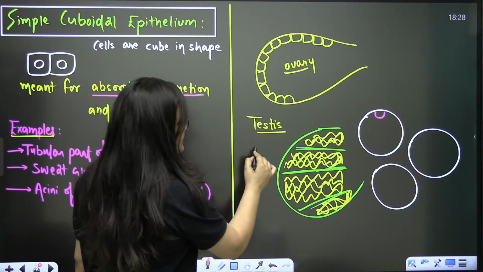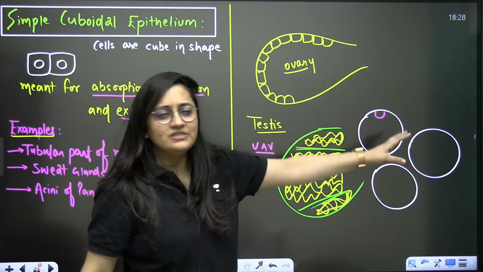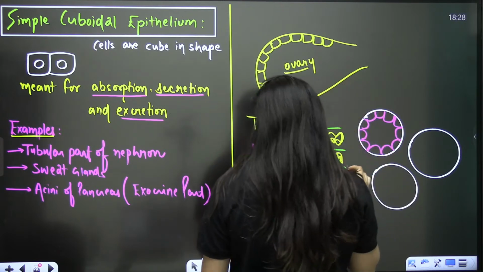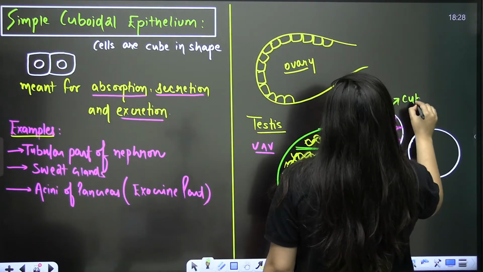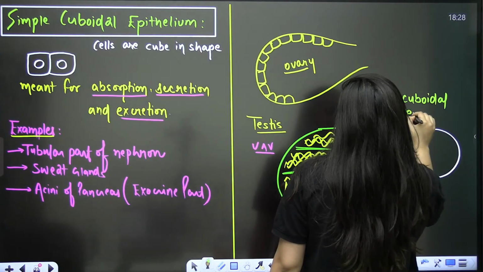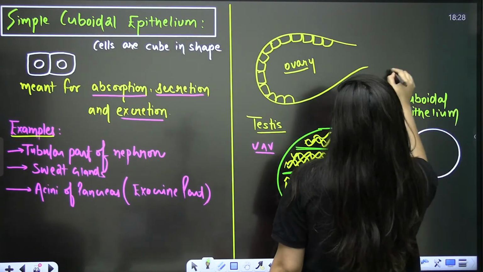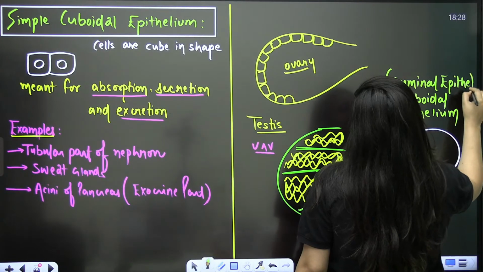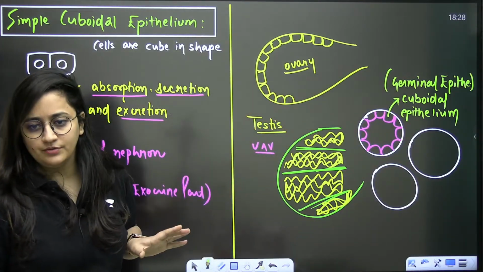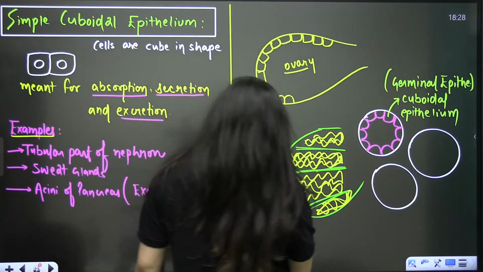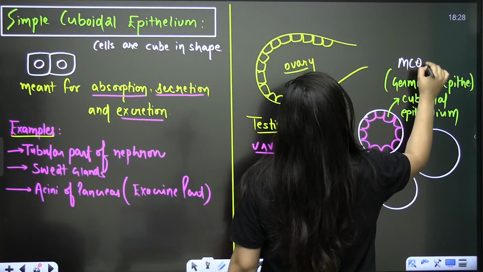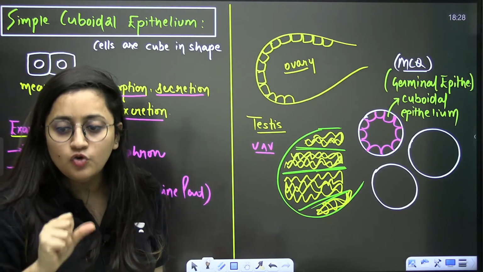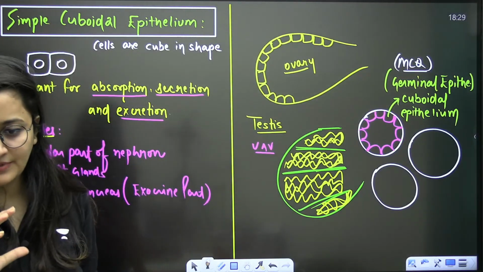In the testis, we know there is an outer covering, and in the case of the seminiferous tubule, you will see that cuboidal epithelium is lining it. This cuboidal epithelium is known as the germinal epithelium. It is a previous year question. Germinal epithelium is what? It is the cuboidal epithelium. Cube-like cells are present.